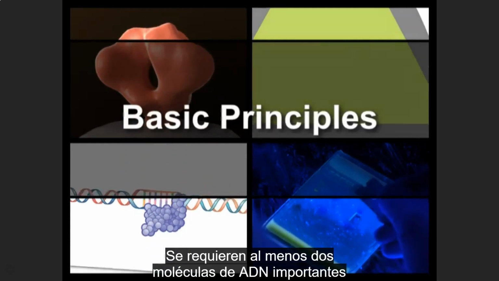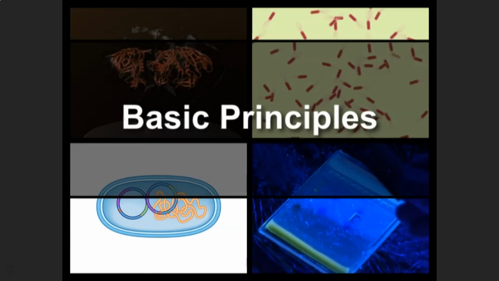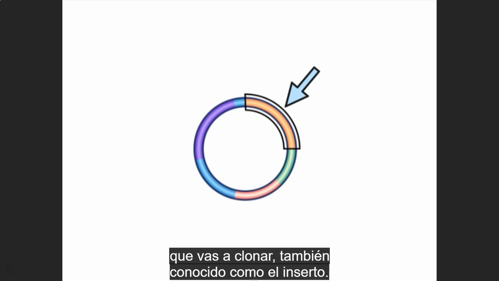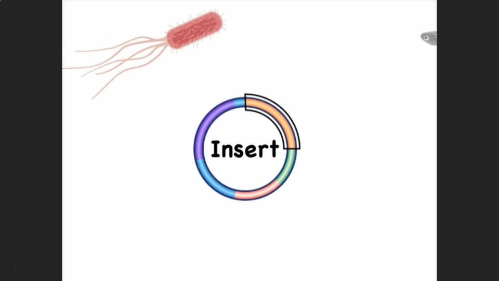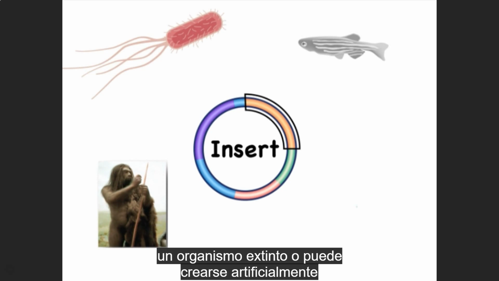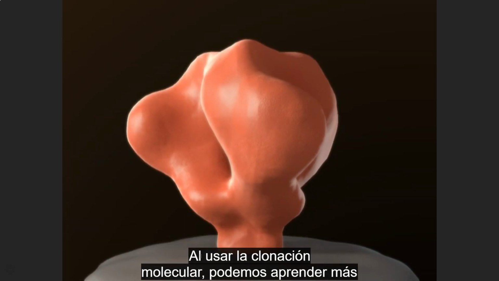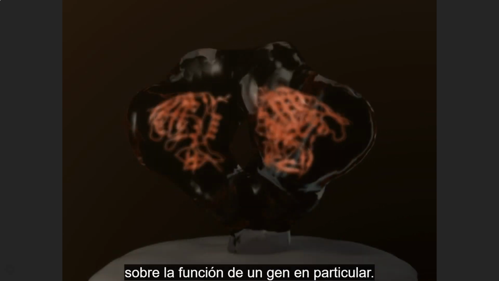At least two important DNA molecules are required before cloning begins. First and most importantly, you need the DNA fragment you're going to clone, otherwise known as the insert. It can come from a prokaryote, eukaryote, an extinct organism, or it can be created artificially in the laboratory. By using molecular cloning, we can learn more about the function of a particular gene.